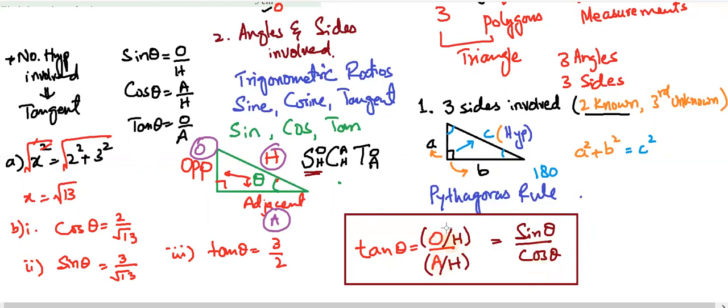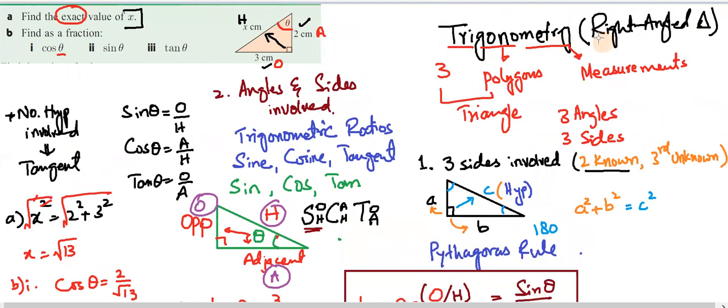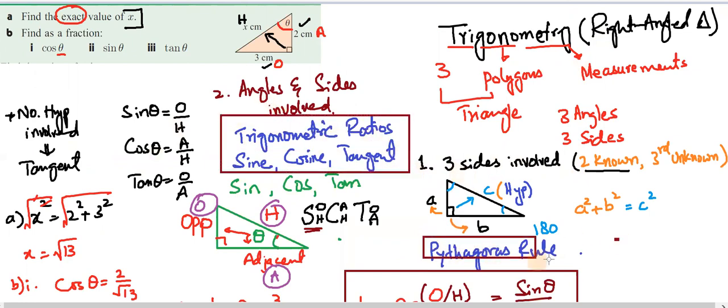opposite over adjacent. So that's the very basics of trigonometry in a right angled triangle. We're using Pythagoras rule in a certain situation. Similarly, you're using the trigonometric ratios, knowing the type of information that you have.